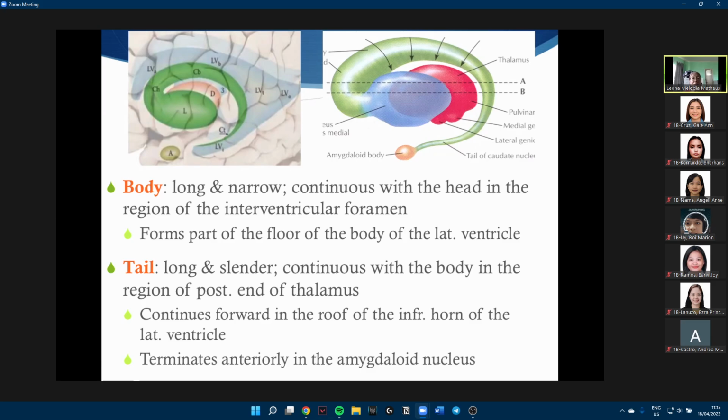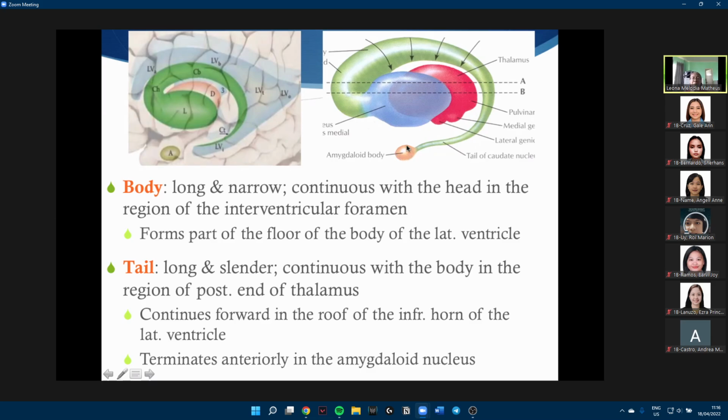So this is the thalamus here, no? As you can see, it's egg-shaped. So this is the thalamus, and at its posterior end is supposed to be the point where your caudate body continues as your caudate tail. Further, if you look at your caudate tail, it actually ends forward, anteriorly, as your amygdaloid nucleus.